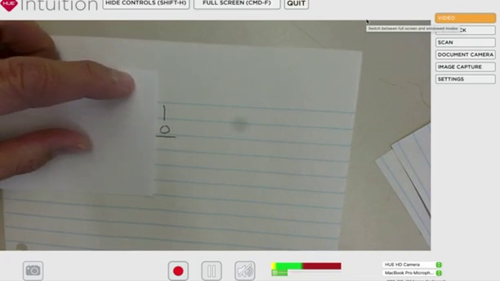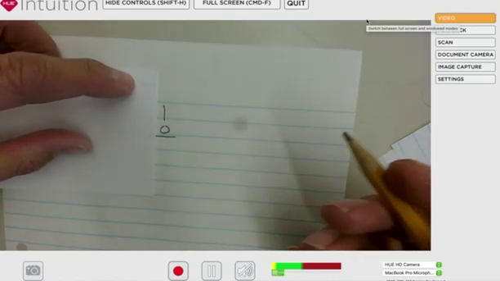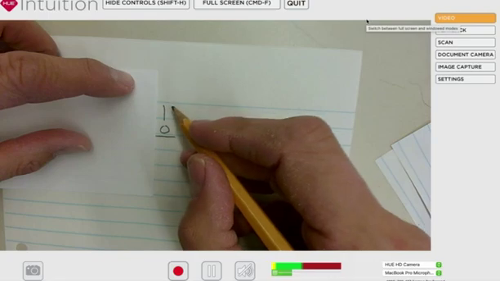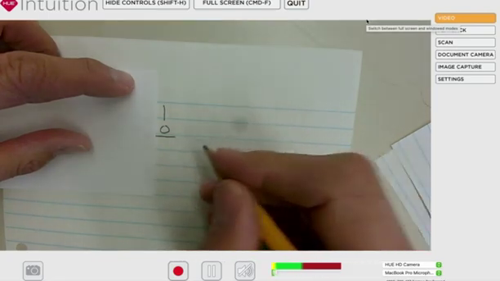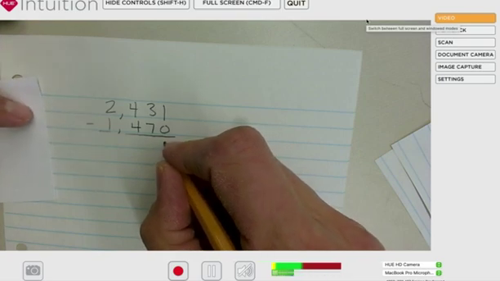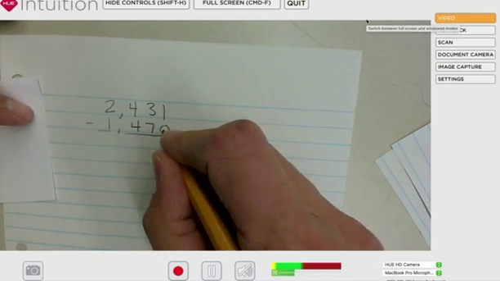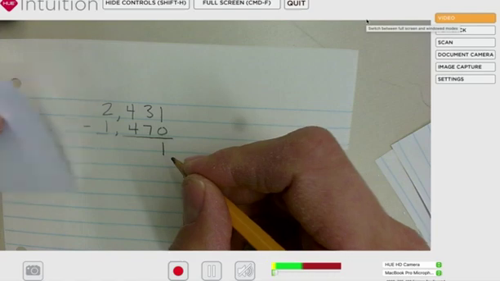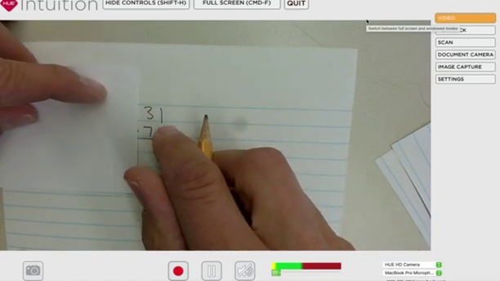We always ask ourselves this question. Is this a yes or a no? Can we do 1 minus 0? Yeah, the answer is yes. We absolutely can. So 1 take away 0 is just 1. Then we move on to the next one.